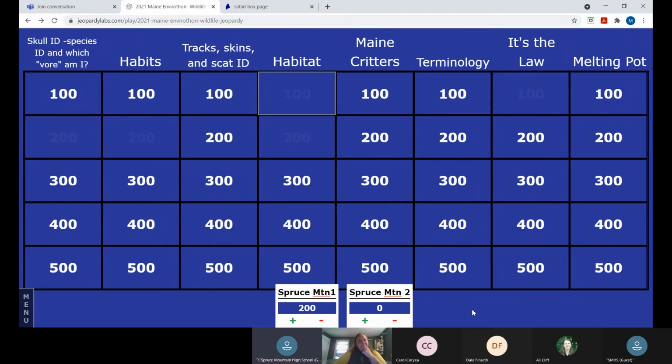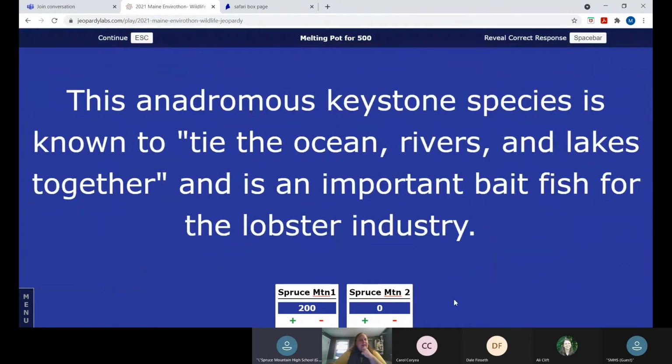Okay, Spruce Mountain 2. Melting pot for 500, says my teammate. Melting pot? Yes. Going for the big one. Okay. So this anadromous keystone species is known to tie the ocean, rivers, and lakes together, and is an important bait fish for the lobster industry.